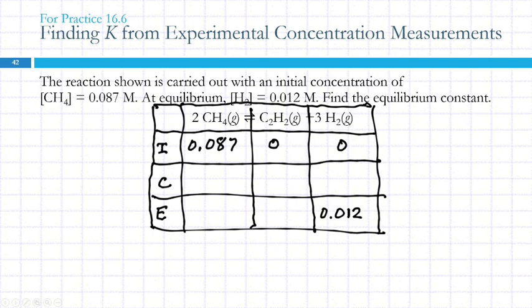And then we can figure out the rest of the table. So let's think about the change in terms of X. This one, is it going to go up or down? It's going to go down. It's a reactant. It's going to go down. And how many X's? 2X. It'll decrease by 2X. Remember, second part of the page. So this is the coefficient.